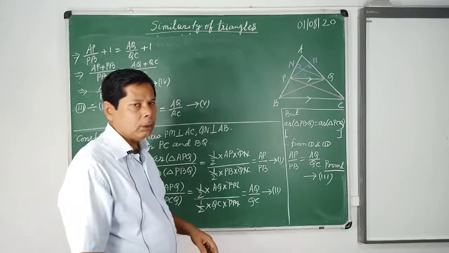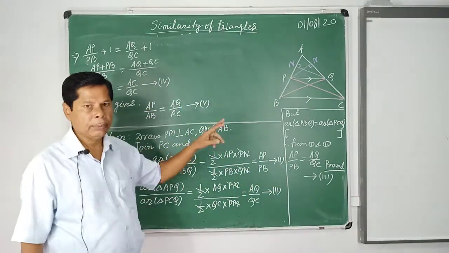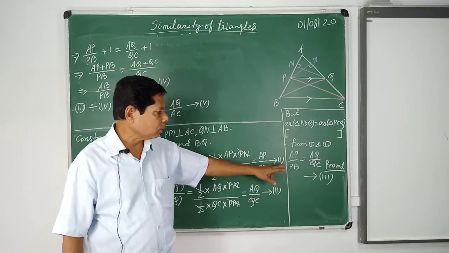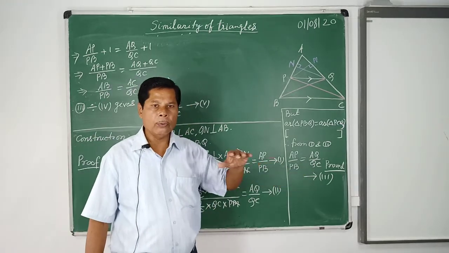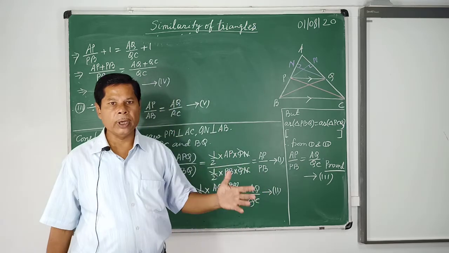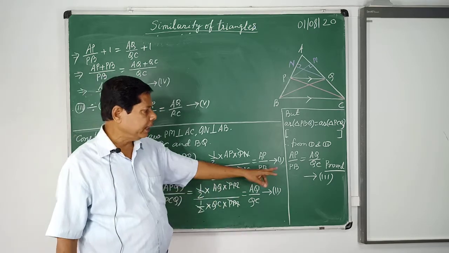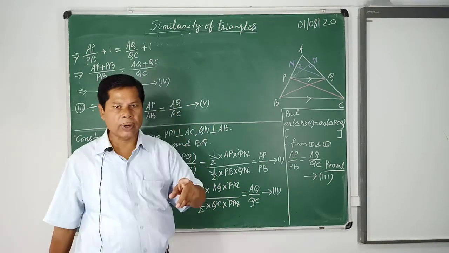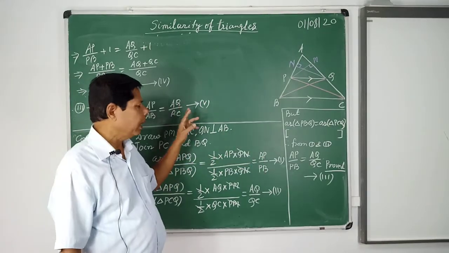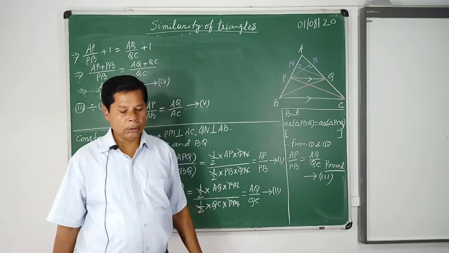So any one of these results, 3, 4 and 5, can be used as the basic proportionality theorem. While we are solving the problems related to the similarity of triangles, where the basic proportionality theorem is to be used, then any one of these 3 results, 3, 4 and 5 can be used directly. So this is your first theorem.